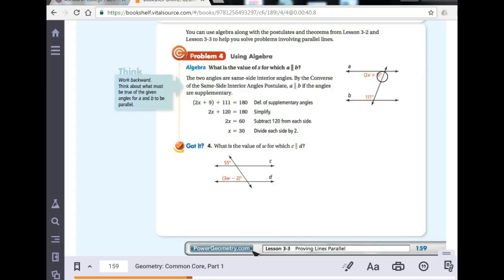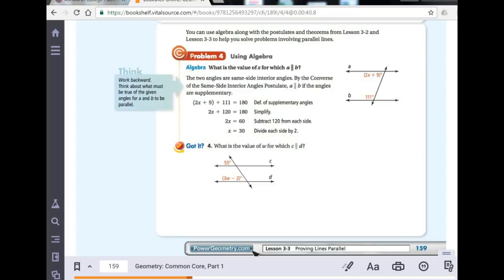this angle and this angle that is listed here, 2x plus 9 and 111, they are called same side interior. And if these lines are parallel, it means these would have to be supplementary. So if I make these supplementary to each other, then it's automatically going to make those lines parallel. And that's exactly what they did. Notice they added 2x plus 9 plus 111 equals 180, because that's what supplementary actually means. So they added these two together, set it equal to 180.